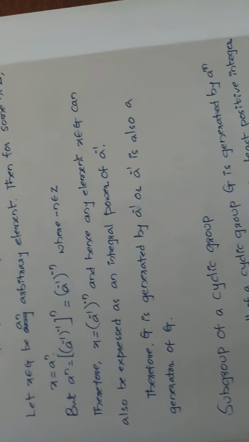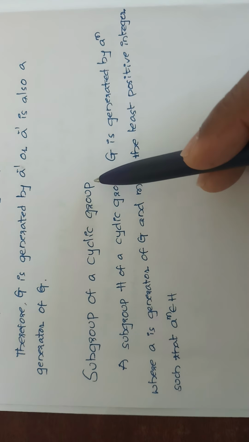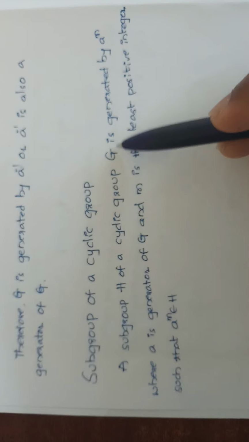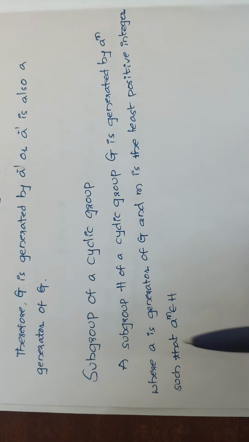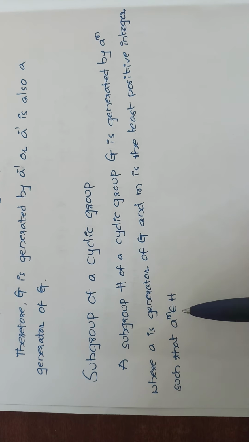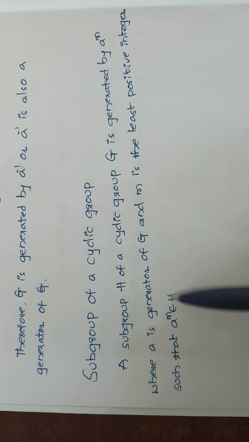Okay, so again the definition, that is, a subgroup of a cyclic group. You have already seen the definition of a subgroup. So again we use the subgroup of a cyclic group in a similar manner. A subgroup H of a cyclic group Z is generated by A to the power m. Here A is the generator of Z and m is the smallest positive integer such that A to the power m belongs to H. If A to the power n belongs to G and H is a subset of G, then A to the power m also belongs to Z.